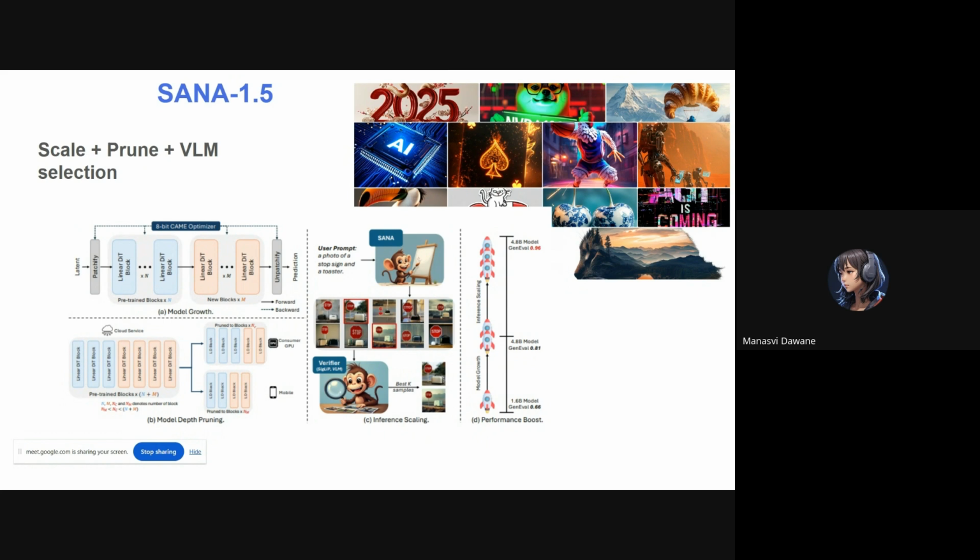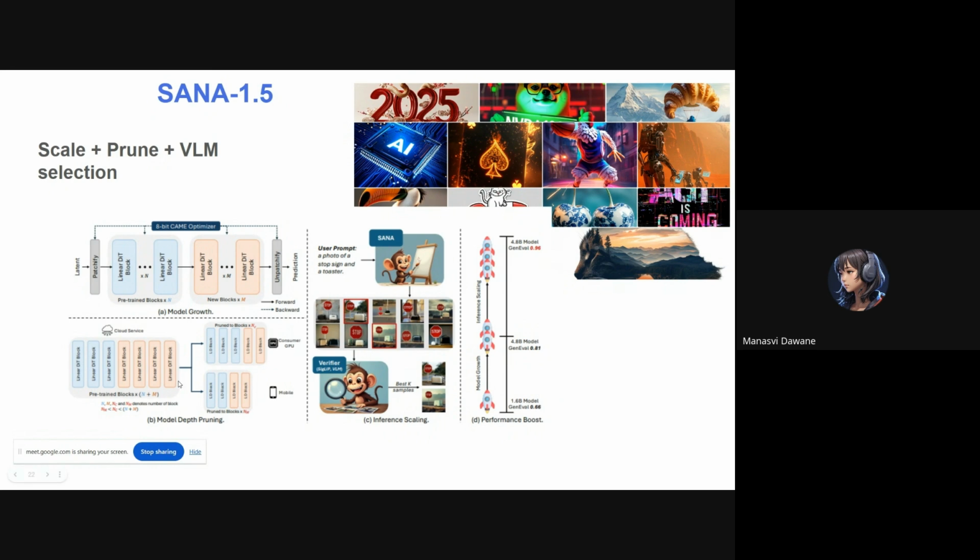Now it had three iterations. So Sana, then Sana 1.5, and then there is Sprint. Now we'll talk about Sana 1.5. It's not dependent, but it's very similar to Sana. Just there are two steps added here, that is prune plus VLM. So Sana 1 was fast and efficient, but then they asked, can we make it much smarter and higher quality without paying the full training cost? That's what is covered in this paper.